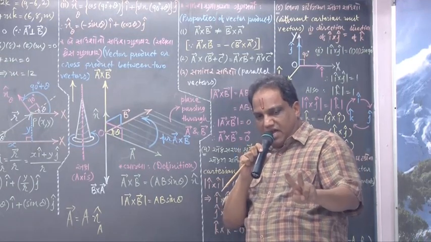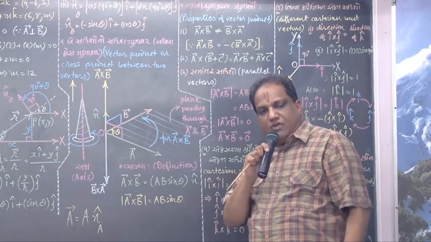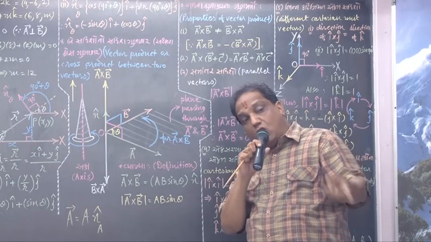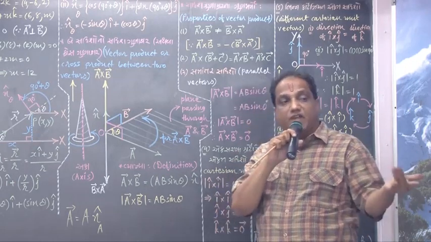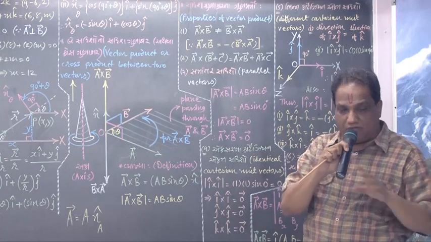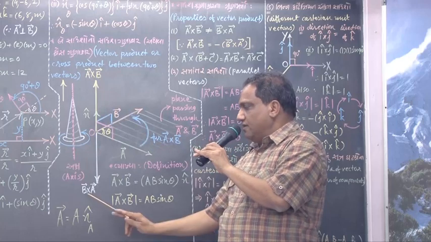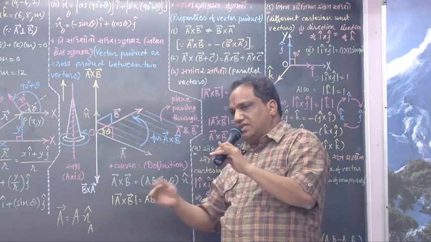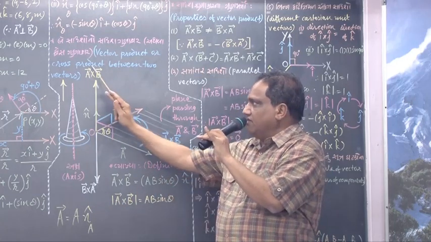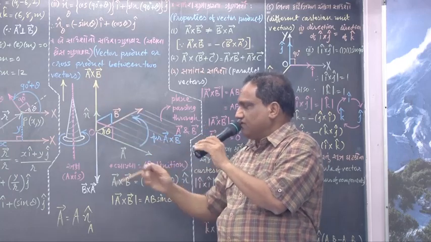There are two ways you can take this product: vector A cross vector B, or vector B cross vector A. Let us take them one by one. At present we concentrate on this one, vector A cross vector B.